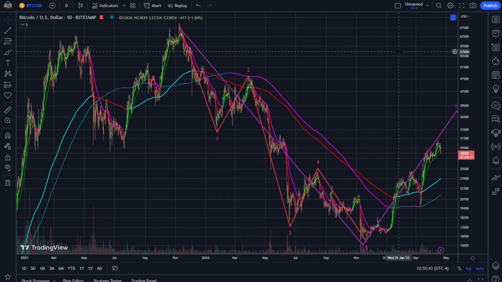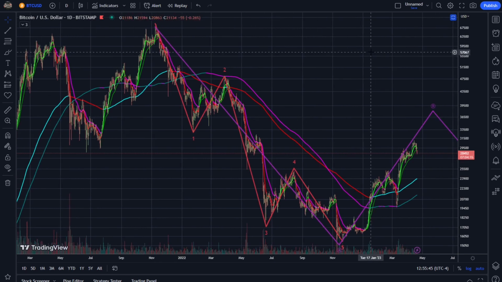So if we just pop up the drawing tools here, we'll see a hypothetical scenario that I had drawn on here a while ago that appears to be playing out. So we have our first leg down, and that's our 1. Then we have the 2, the retracement of the 1. And then we have our 3, our longest leg to the downside, followed by a 4, retracement of the 3. And now we finish the 5th wave to the downside, and that gave us our bottom right around 15,000.